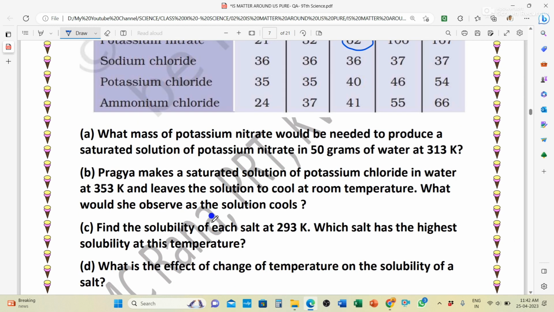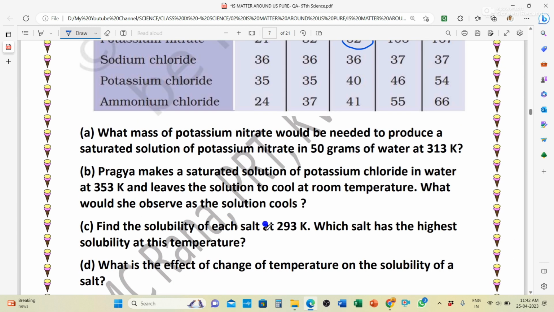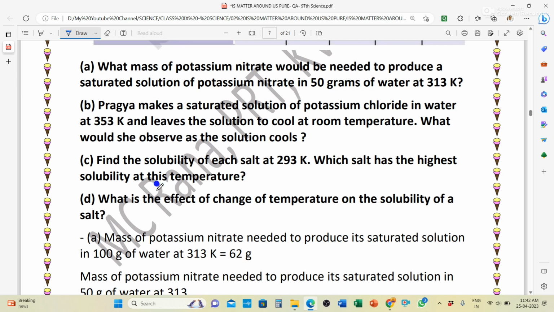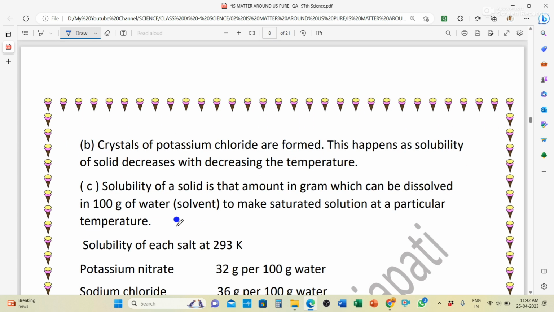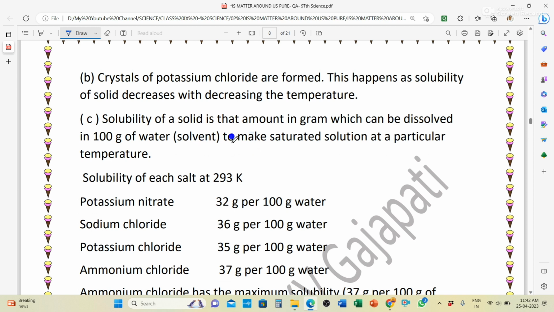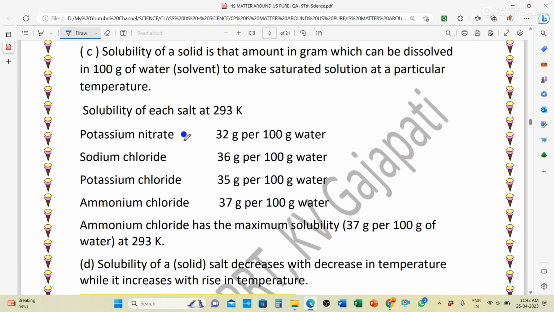Then find the solubility of each salt at 293 Kelvin. Which salt has the highest solubility at this temperature? From the table, you can simply find out. Solubility of a solid is that amount in gram which can be dissolved in 100 gram of water, that is the solvent, to make a saturated solution at a particular temperature. So the solubility of each salt at 293 Kelvin you can find directly from the table. That is potassium nitrate 32 gram per 100 gram water, sodium chloride 36 gram per 100 gram water, potassium chloride 35 gram per 100 gram water, and ammonium chloride 37 gram per 100 gram of water.